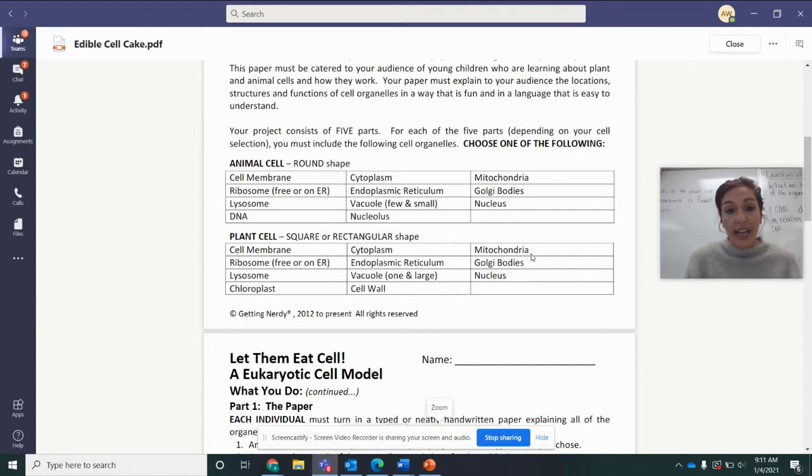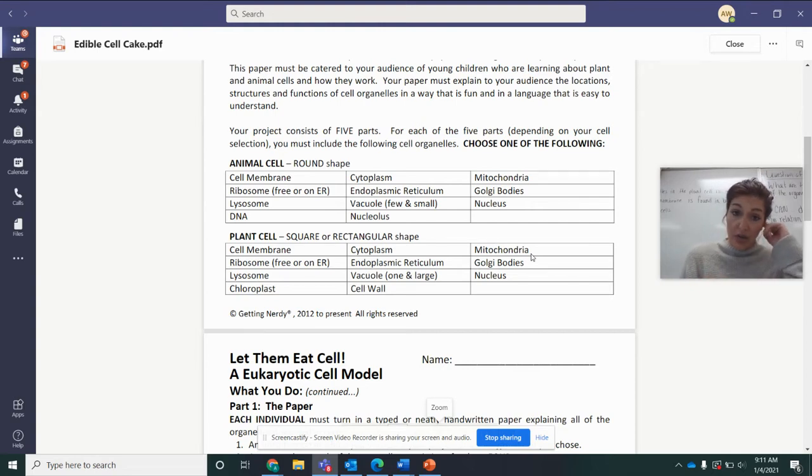You will be making a cake. Everything on the cake has to be completely edible. Each part will represent an organelle inside either a plant or animal cell. Remember, the difference between a plant and animal cell is mainly the shape. So if you decide to make an animal cell cake, it must be round. If you decide to make a plant cell cake, it must be rectangular.